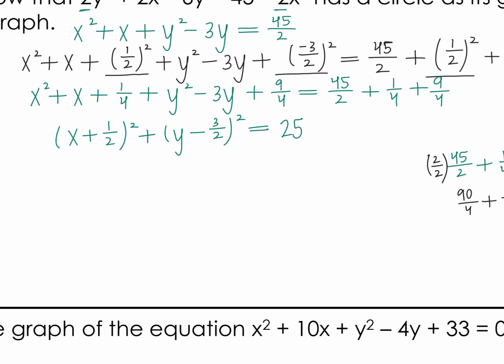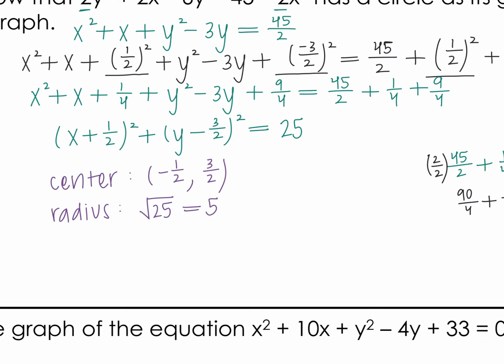So now that we have our equation, we can jump into our center. And so my center for this circle will be negative 1/2, positive 3/2. And then for my radius, we would take the square root of 25, and you should get 5.